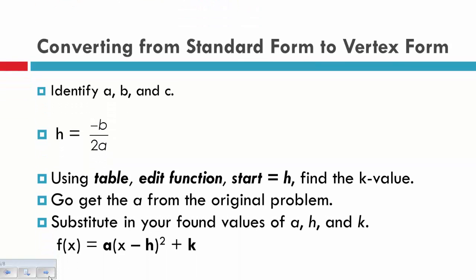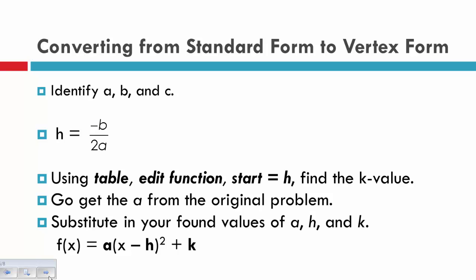Write these down. This is for converting from standard form to vertex form. We're always going to have everything on one side of our equal sign. For these problems that I'm showing you today, it'll say f of x equals. I want you to identify your a, b, and c values. Next up, I want you to find your h value. To find h, you're going to take the opposite of b and divide it by 2 times a.